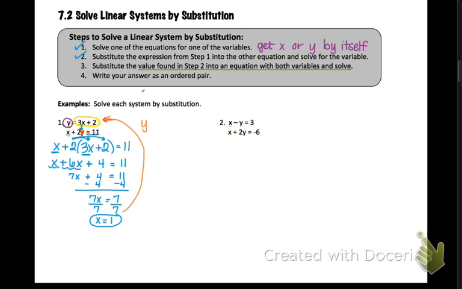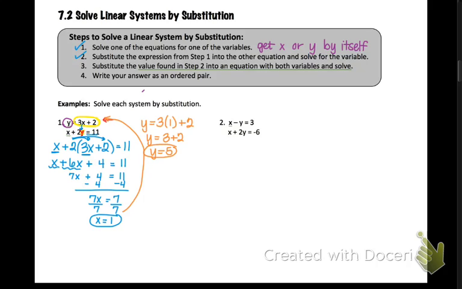So we know that y is going to be equal to 3 times x, but now we know what x is. It's 1 plus 2. So that means that y is equal to 3 plus 2. So y is equal to 5.